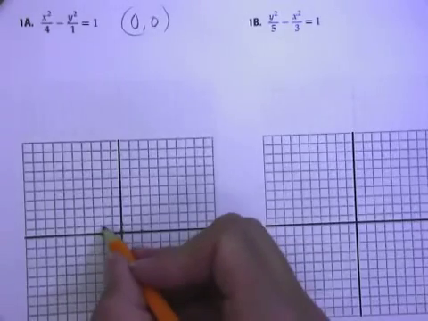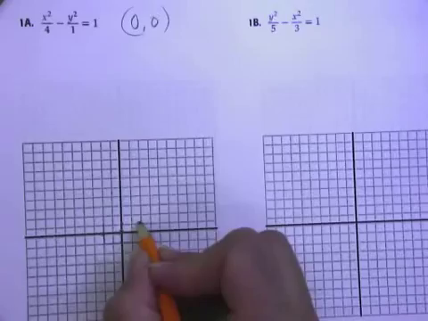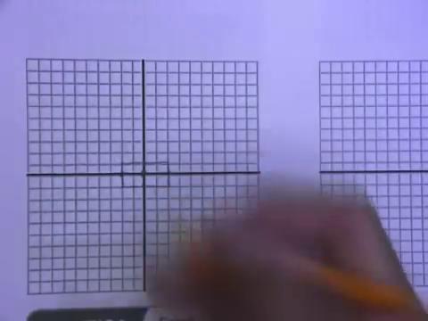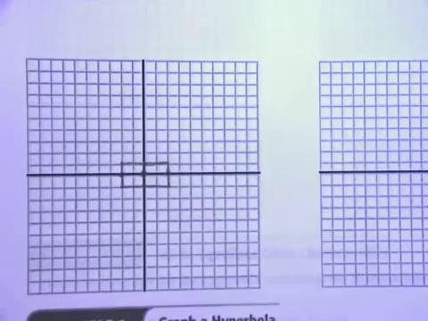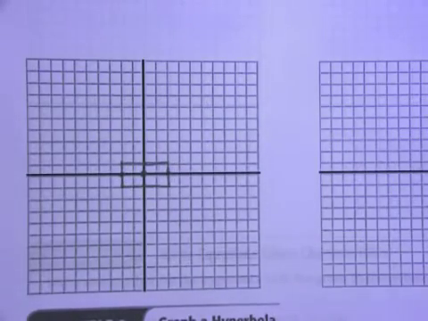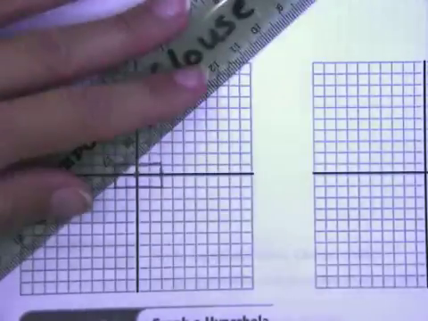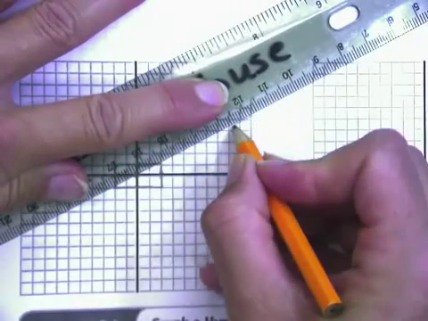And rather than connect the dots as I would for an ellipse, this gives me a rectangle. And if I draw the line that contains the diagonals of this rectangle, what I'm drawing are the asymptotes for this hyperbola.